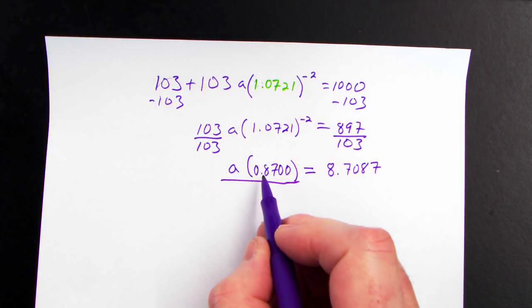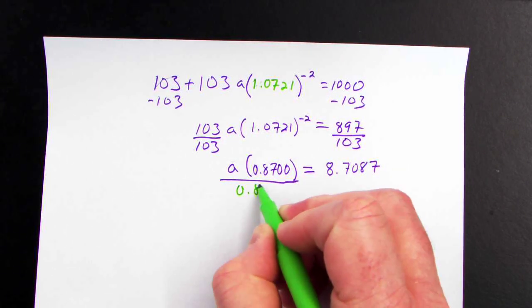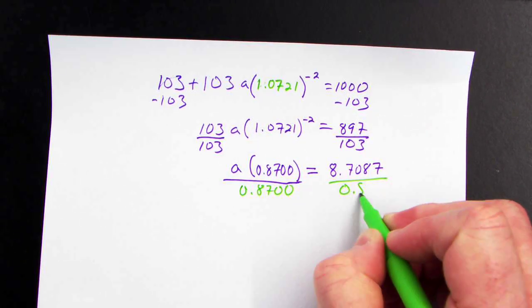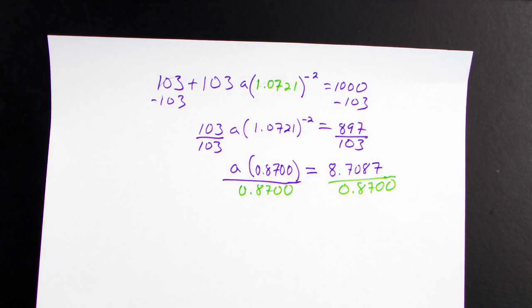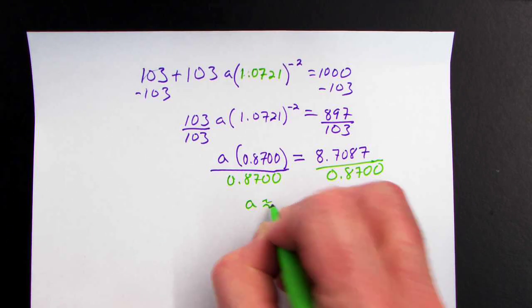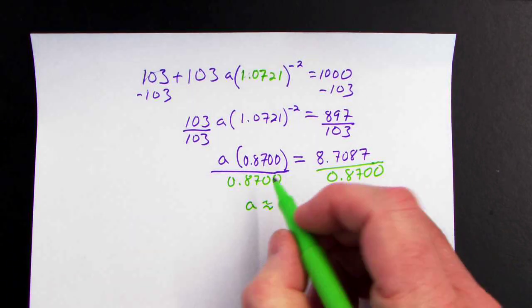Divide by this number on both sides. The A is about 10.01.